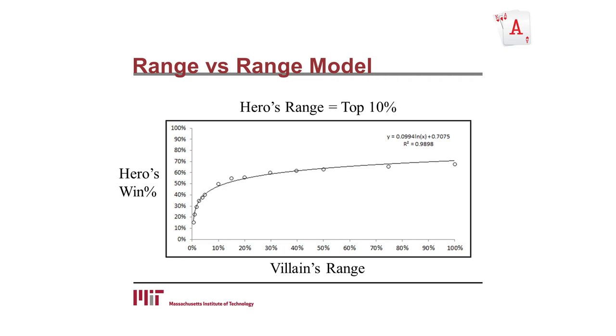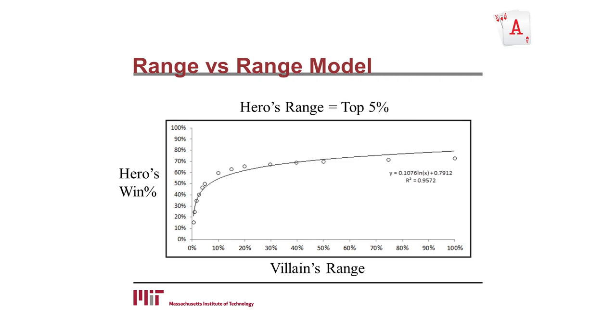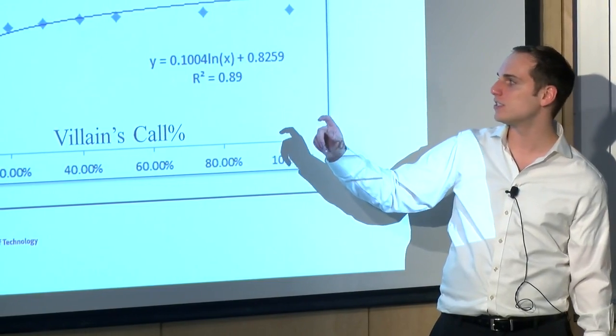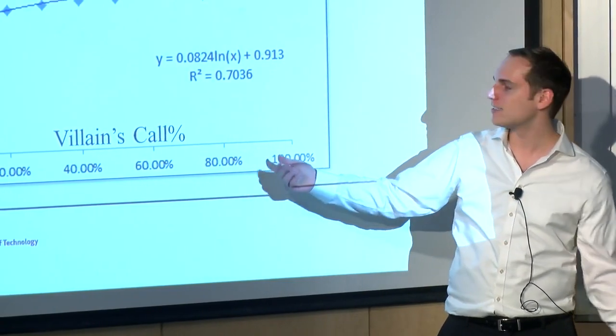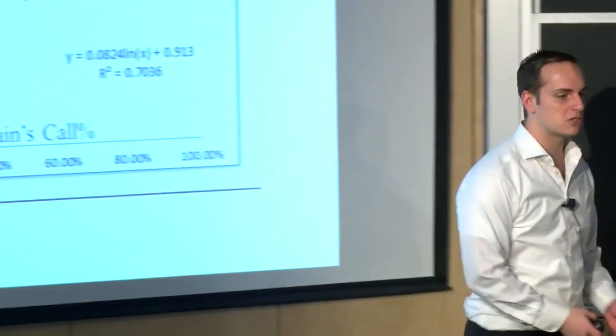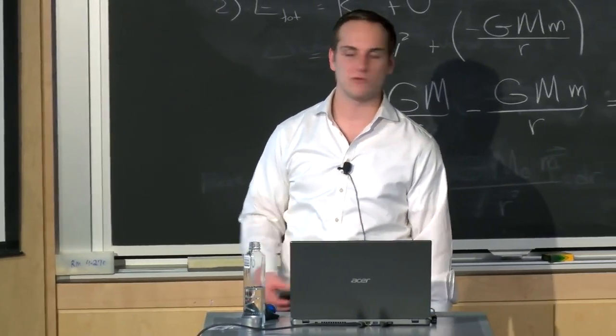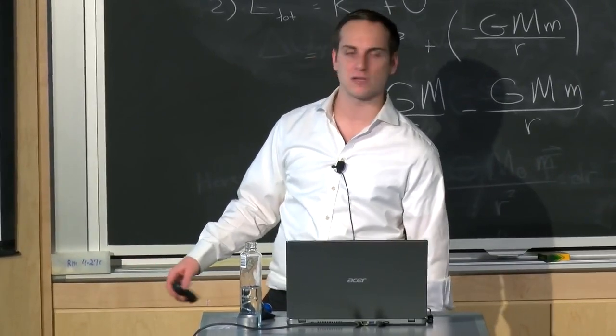But then it starts to get bad. If he calls 5% of the time, our R squared when we fit a logarithmic function is only 95. If he only calls 3% of the time, our R squared is 89. This is not really logarithmic when we start getting into very tight ranges, and at 1% it sucks. It's not even close. So what we're trying to do is develop an equation for figuring out range versus ranges, and we see that logarithmic works some of the time.